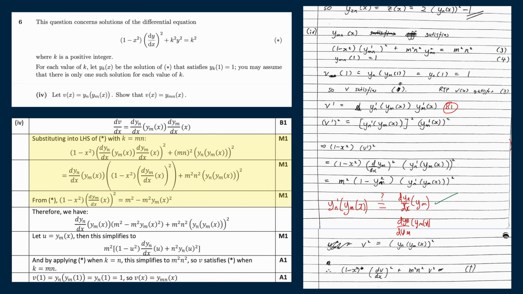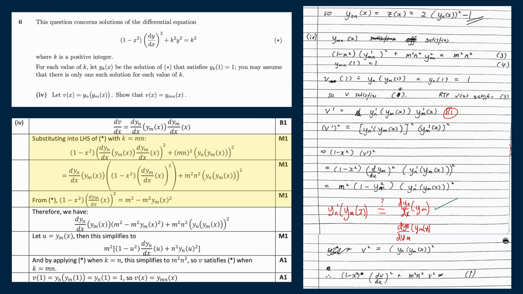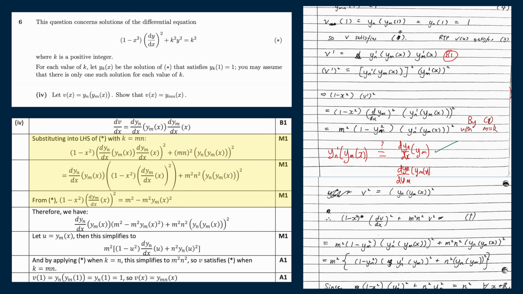So here we're replacing 1 minus x squared (dy_m/dx) squared with this, and we're actually doing that, if you think about it, by using the original equation for y_m, right? So the original differential equation, what the question calls star, is actually being applied here. Given that that's quite an important step, it would have been nice to say that. So by star with m equals k. There won't be a lost mark here. It's sufficiently clear, but if things went wrong, it's going to put us in a bit more jeopardy.